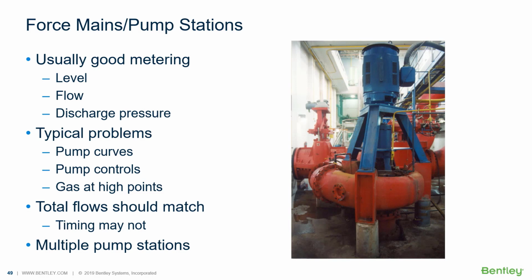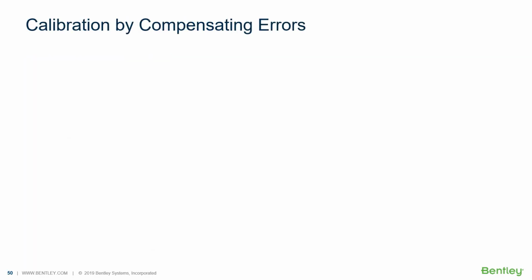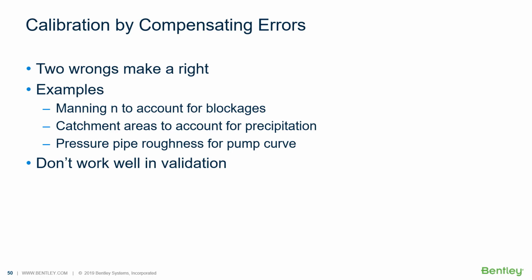Now, getting away from the specifics and the details of calibration, let's talk a little bit more about the Zen and the art of calibration. You've got to be careful what you adjust, because one of the terms I've coined is calibration by compensating errors, where if you have an error in one parameter and you make an error in another parameter, you can kind of cancel each other out if you're not careful. So if you have the wrong catchment area and you put in a wrong SCS coefficient, let's say, they might cancel each other out. Or if you put the wrong Manning's n in to account for the fact that you really had blockages in the sewers, that could account for it.